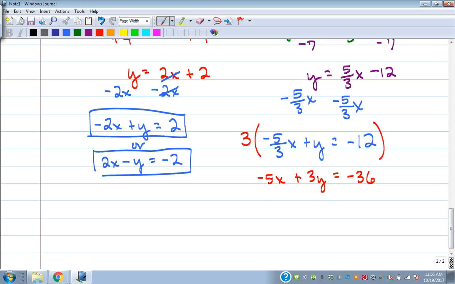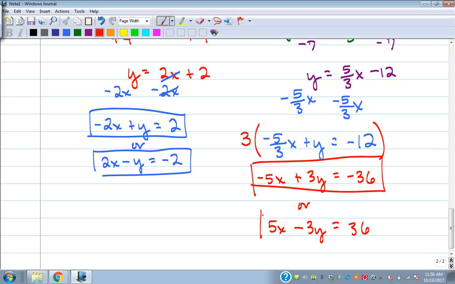Since that negative is on the x, I want to think about what else it could be. What's the other one it could be? Yeah. Either of those is correct. And you only think about the "or" if the number in front of x is negative once you get to standard form.